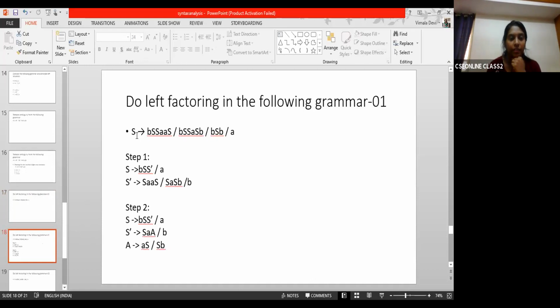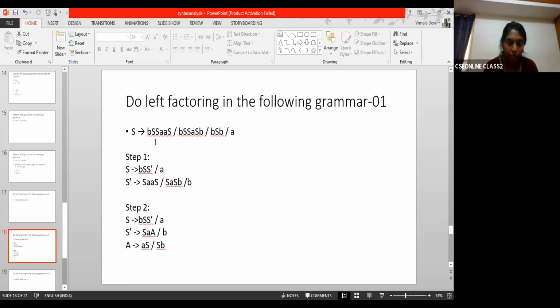See here, the given grammar is S derives B, SS, A, S. The other rule is B, SS, A, S, B. Then the third rule is B, S, B, R, A. So you know that to do left factoring in every production rule, you have to find the longest prefix, isn't it? So that is what we are going to do.